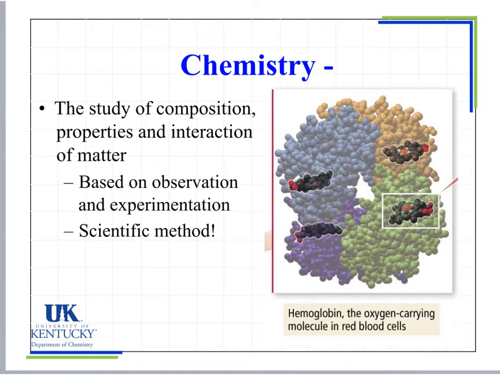So what is chemistry? Chemistry is the study of matter. Again, we have this word, matter, and we are going to talk about it more in the next videos. It's the study of composition, properties, and interaction of matter. And this study is based on observation and experimentation, and that's basically what any science is based on. So we have observation and we have some experimentation, and that's what's called the scientific method.